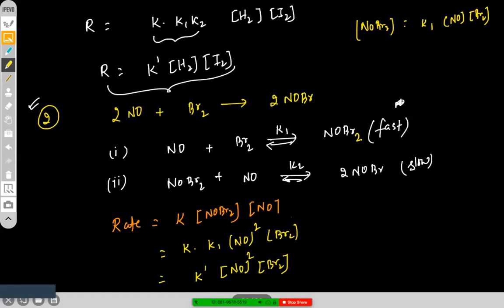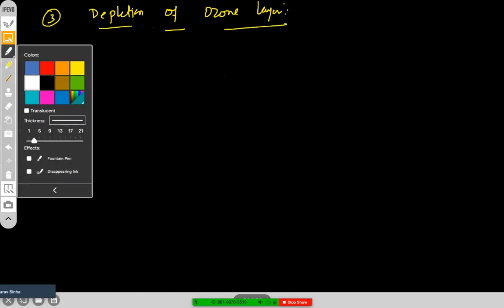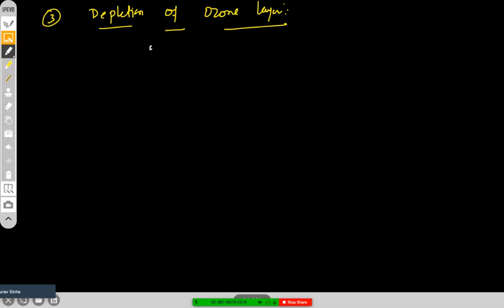There's one very important example we have for this, and I want you to do this. That is the depletion of the ozone layer. The rate law expression they have asked many times for this ozone layer. So the overall reaction, you see, is 2O3 converts into 3O2. What all steps are involved? Step one is O3 converts into O2 plus nascent oxygen. This is the fast reaction, first step.